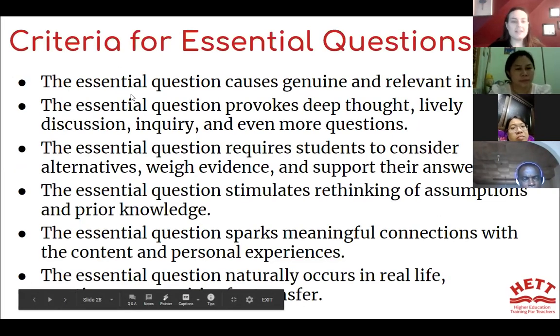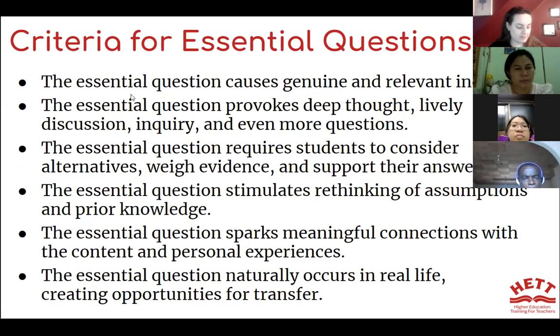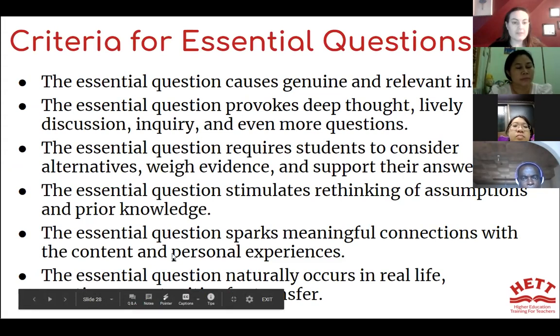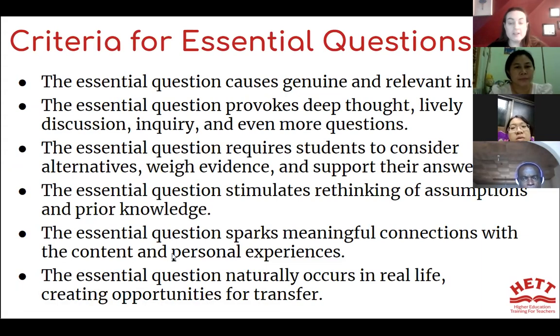So criteria for essential questions. The essential question causes genuine and relevant inquiry. So it really makes people think, not just looking for an answer, but really think about it. What is their opinion on this? What are their thoughts on this? The essential question provokes deep thought, lively discussion, inquiry, and even more questions. So it's not just a right, wrong, knowledge-based answer. It has people really consider and think about it.